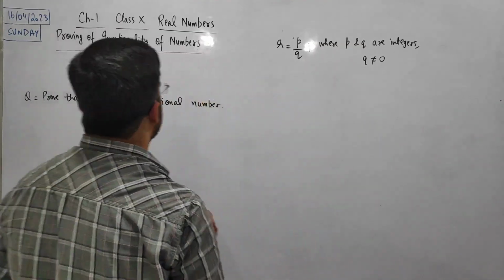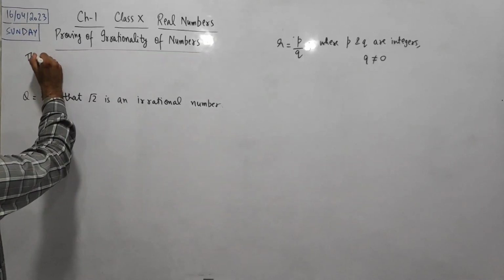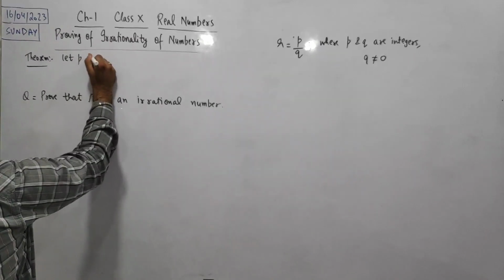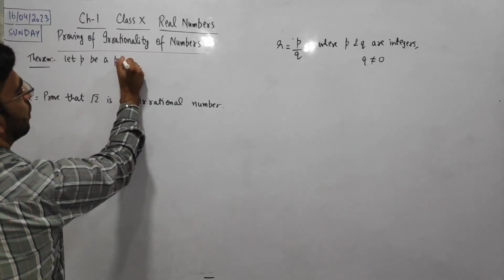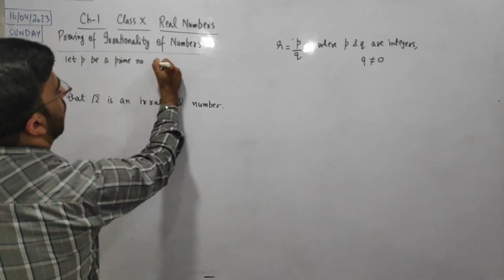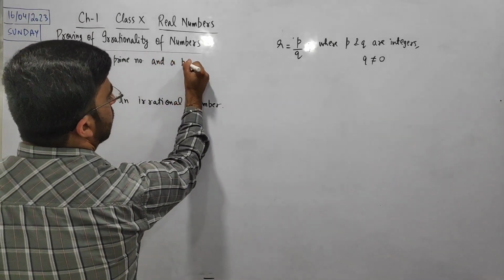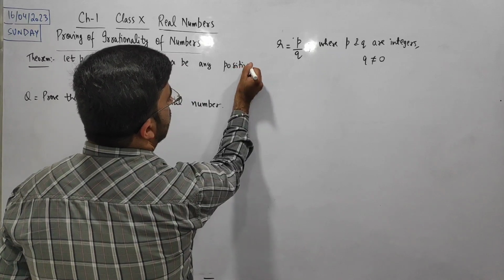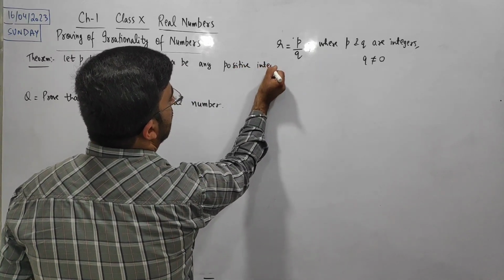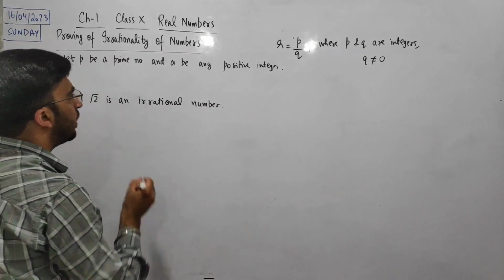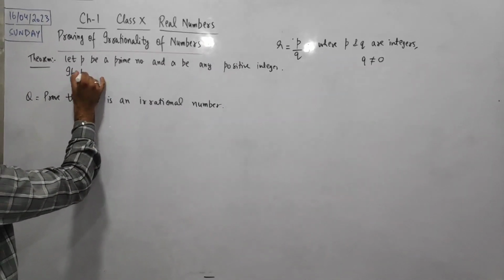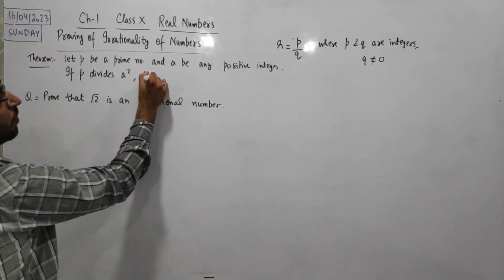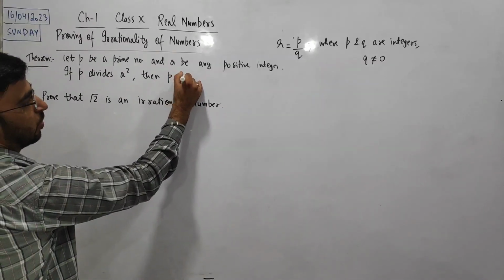There is a theorem, and that theorem says: let P be a prime number and A be any positive integer. So A can be any positive integer and P is any prime number. The theorem says that if P divides A square, then P will also divide A.